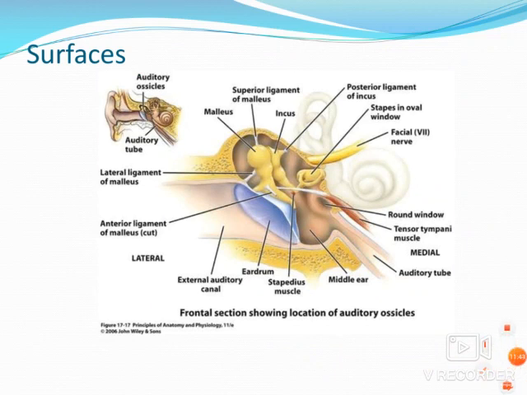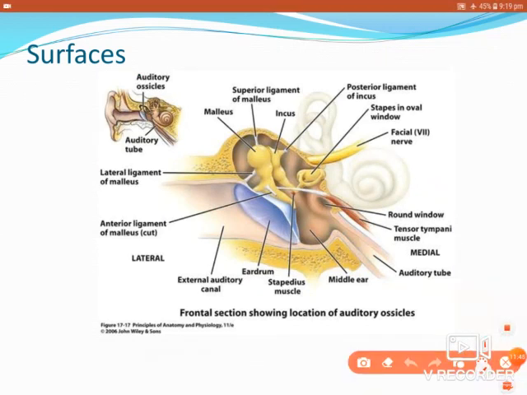Here in this figure, you can see the external auditory canal, and this is the tympanic membrane. This is the lateral surface, which is concave. This is the medial surface, toward the middle ear, which is convex, and the part of maximum convexity is the umbo.